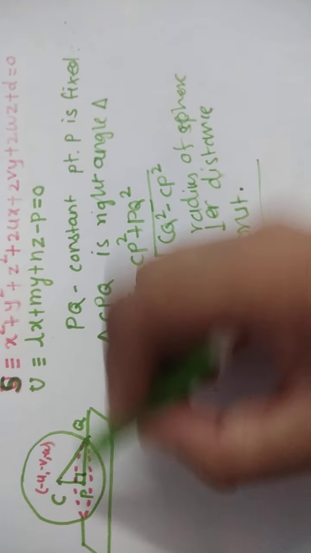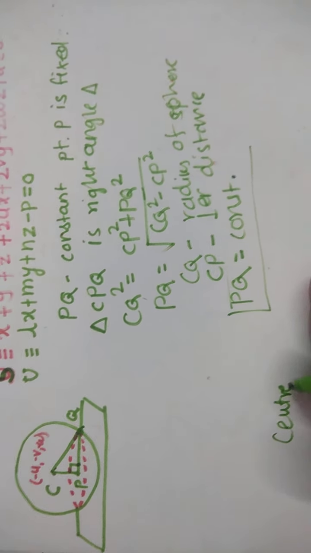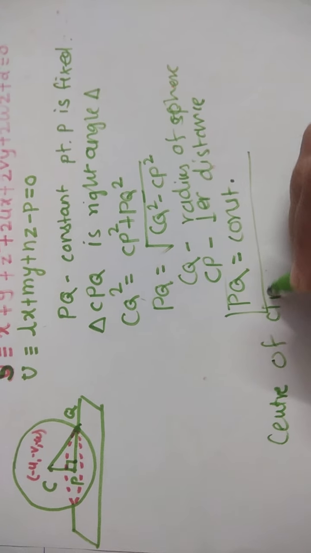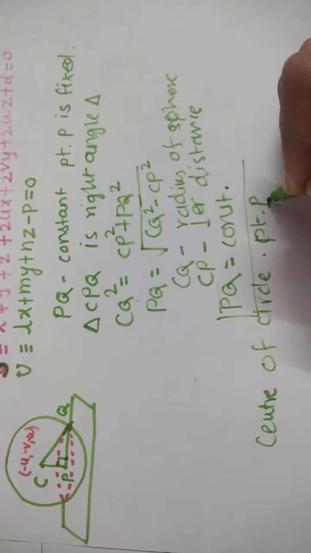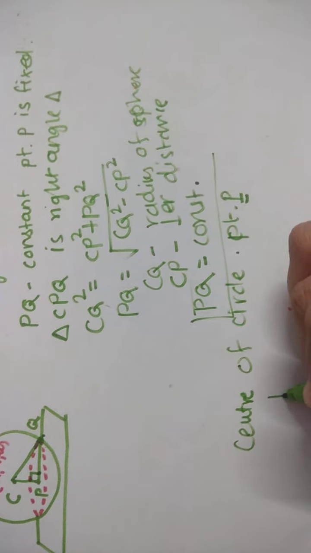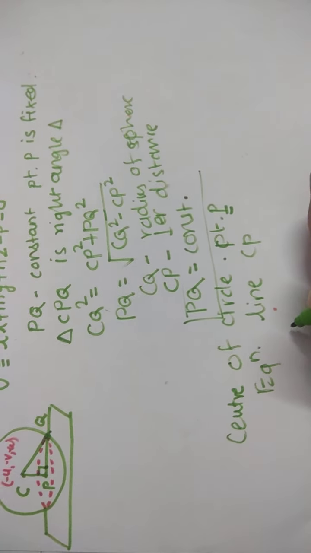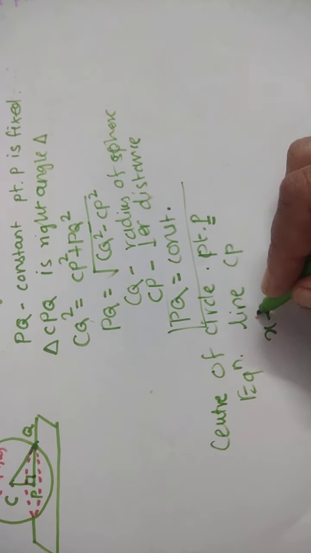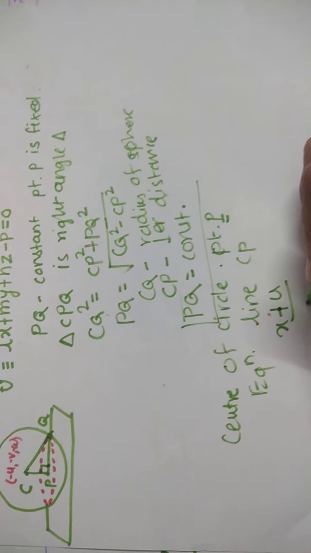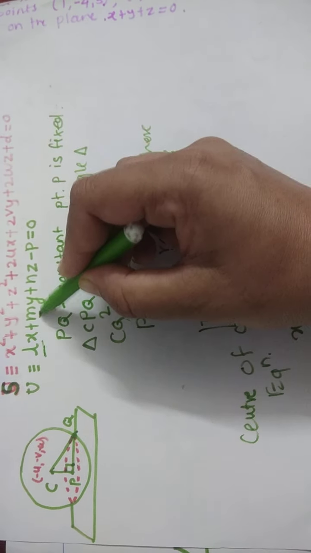Now to find out the center of the circle, we have to find out the coordinates of point P. So how to find out the coordinates of point P? Consider the equation of line CP in symmetrical form. The equation of a line in symmetrical form is x minus x1 upon a. Here x1 is nothing but minus u, so you can write x plus u upon the DRS of line CP. The DRS of line CP is nothing but the DRS of the plane, which is l, m, n.